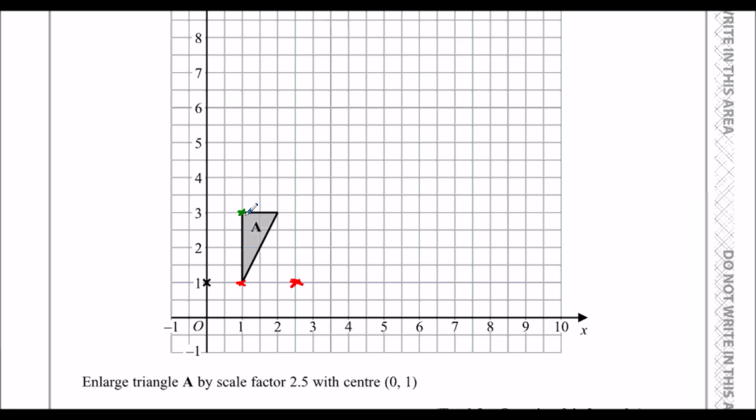To get to this green point, we go along 1, up 2 at the moment. And if we times that by 2.5, we're going to go along 2.5, up 2 2.5s of 5. So along 2.5 and up 5. 1, 2, 3, 4, 5.